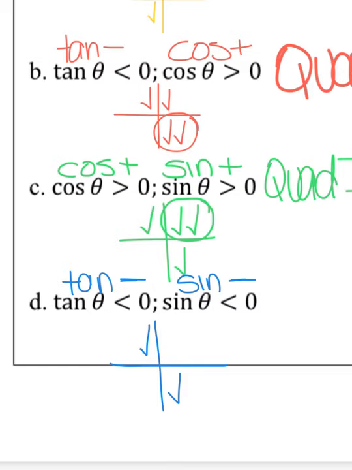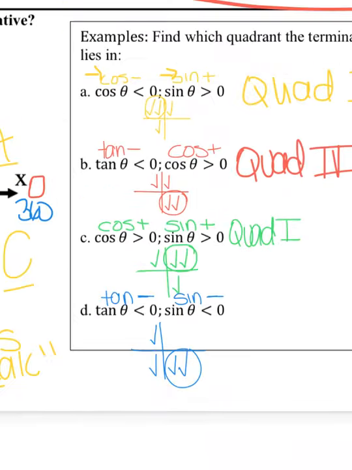Moving on to sine is negative. Quadrant 1, it's positive. Quadrant 2, it's positive. Quadrant 3, it's negative. Quadrant 4, negative. So your answer to letter D is quadrant 4. Okay?